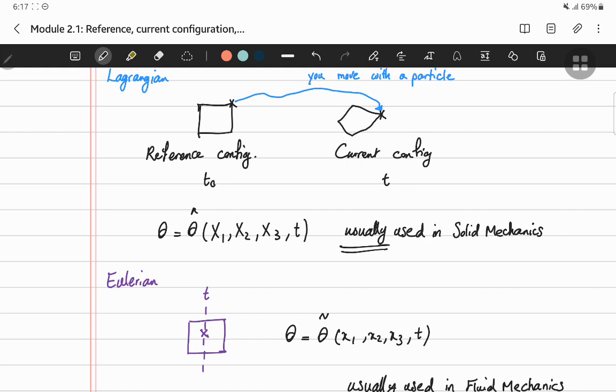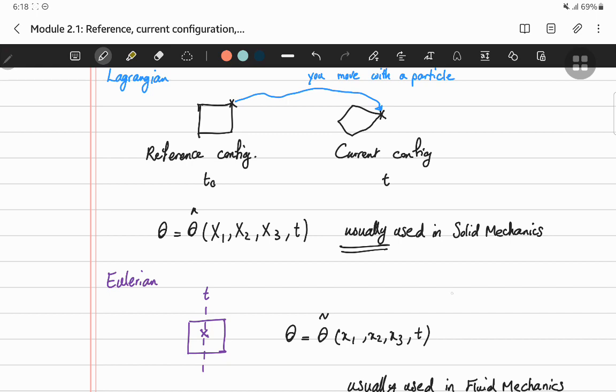So if you have a problem in solid mechanics, it's better to use Lagrangian point of view. However, if you have a problem in fluid mechanics, it's better to use the Eulerian point of view. But it doesn't mean that you can't use the Lagrangian point of view in fluid mechanics. You can use it, but it is way too difficult to trace a particle.